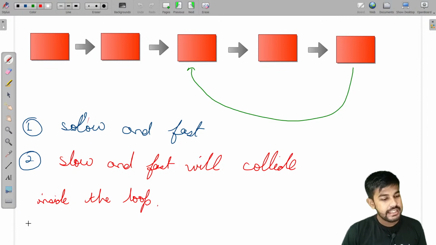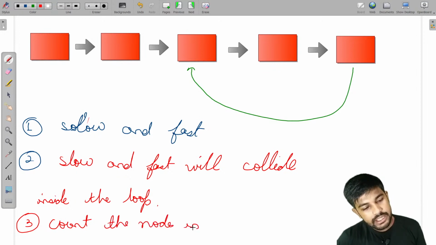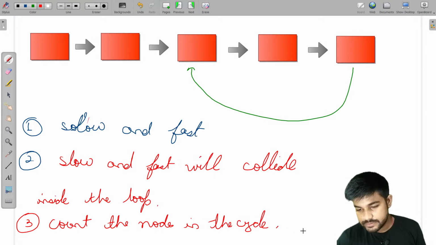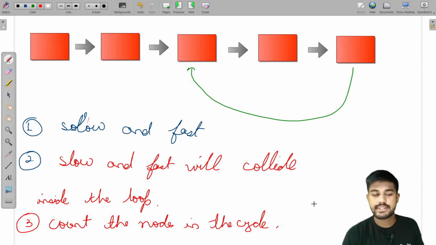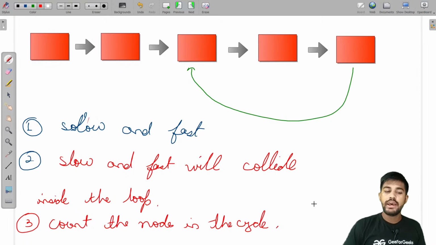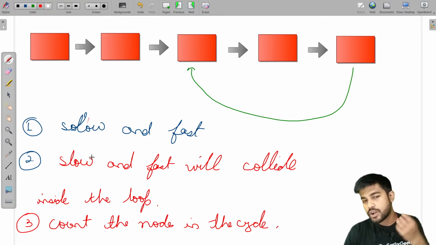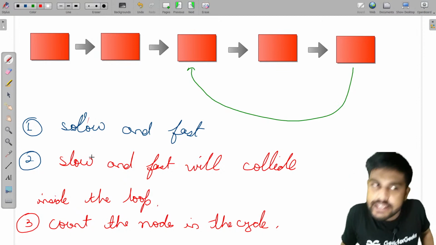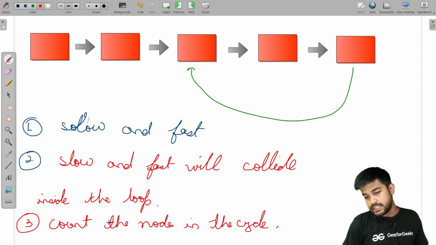Okay, so the third hint is count the nodes in the cycle. You told me that, but how are you coming to that? Just tell me how you are coming to that solution. Yeah, I know that would be the most optimized one, but can you tell me how you came to that solution? It might be the case that the interviewer would ask you. So count the number of nodes in the cycle.